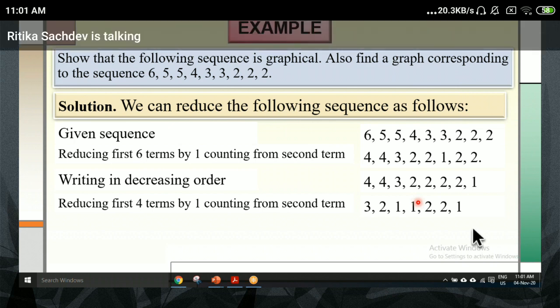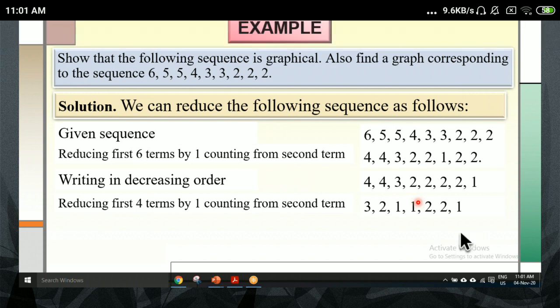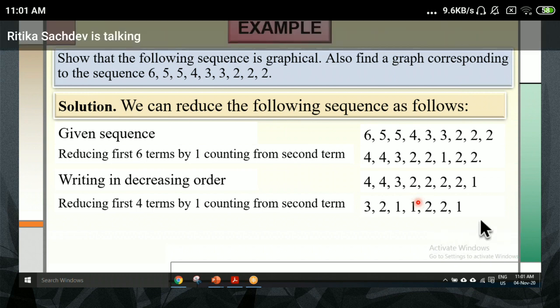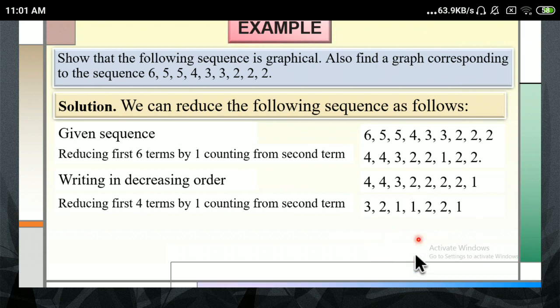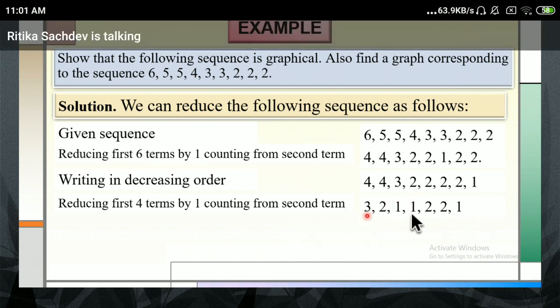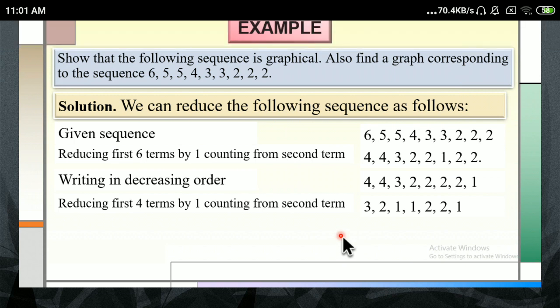Did Priyanka fall asleep? Okay. Did you understand what we did? Fine.